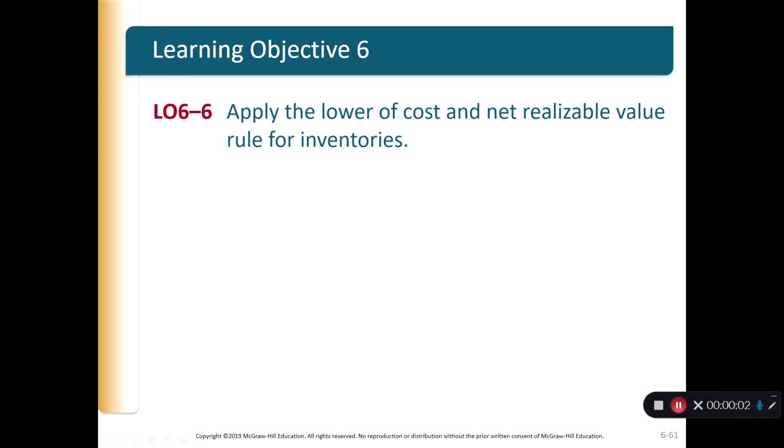Okay, welcome back to Learning Object 6 of Chapter 6. In this learning object, we want to continue introducing inventory costing. So now we want to learn how to apply the lower of cost and net realizable value to inventories. So what does that even mean?